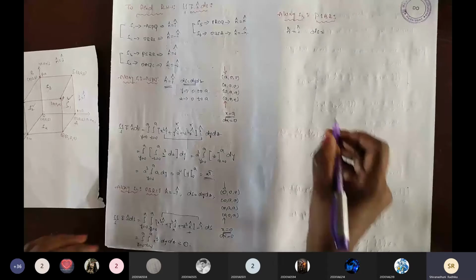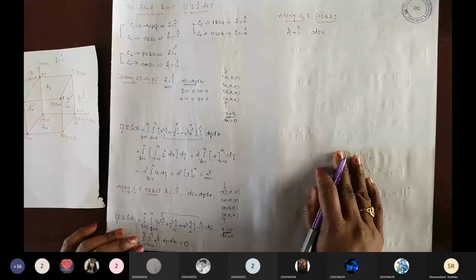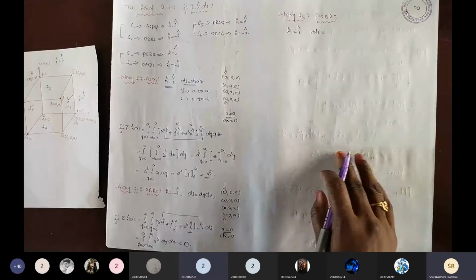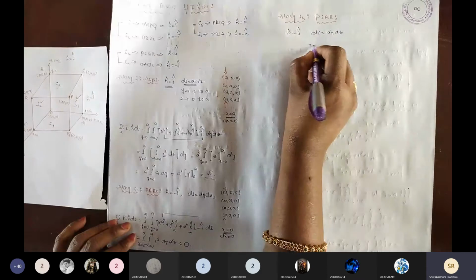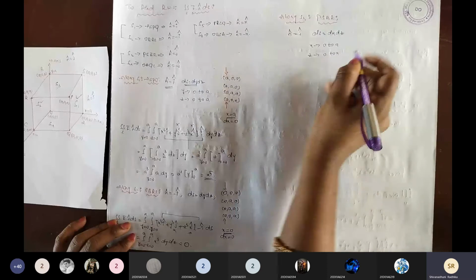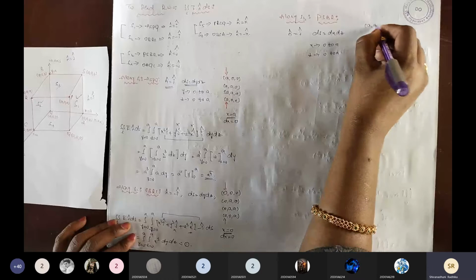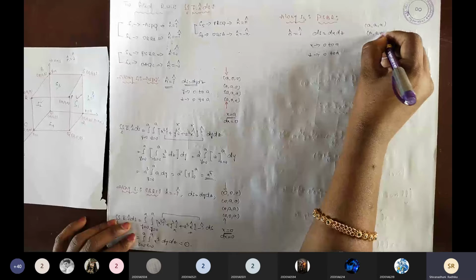Then tell me, what is dS? n cap equals j cap. What is dS? dx dz. Very good, taken over the limits of x and z. Now the limits: x from 0 to a and z from 0 to a. Write the points P: (a, a, a), (a, a, 0), B: (0, a, 0) or (0, a, a).